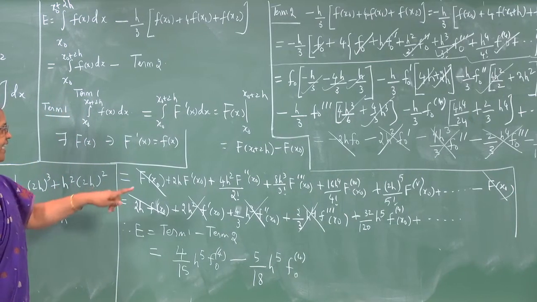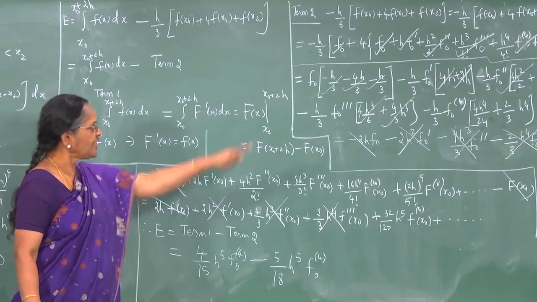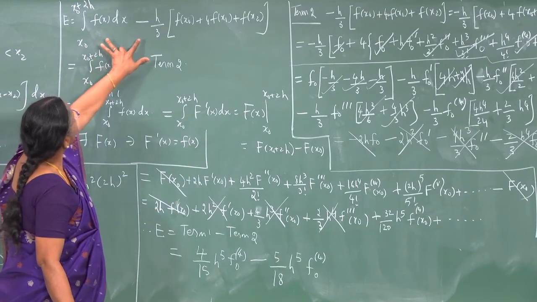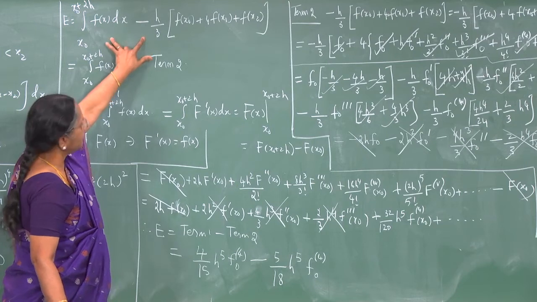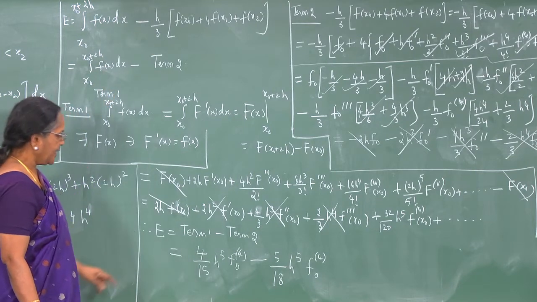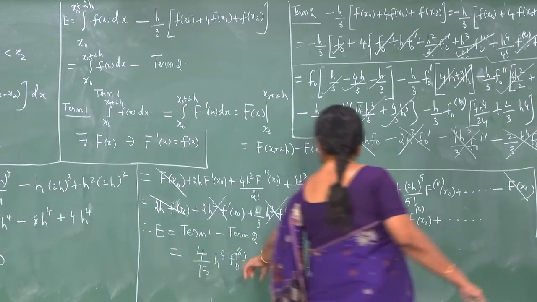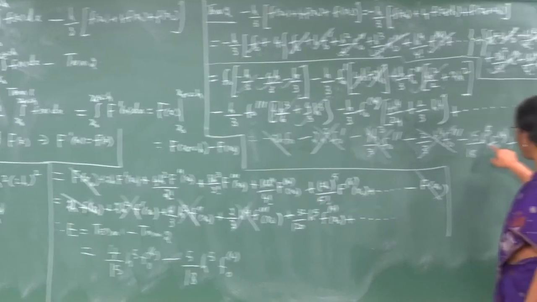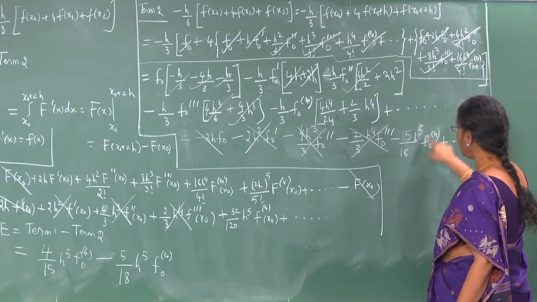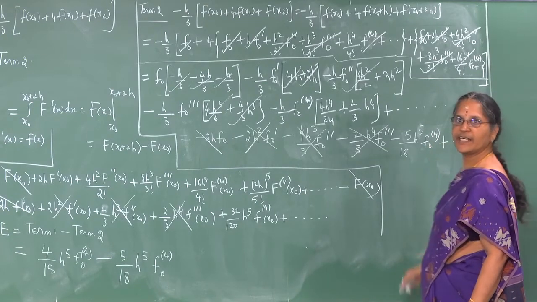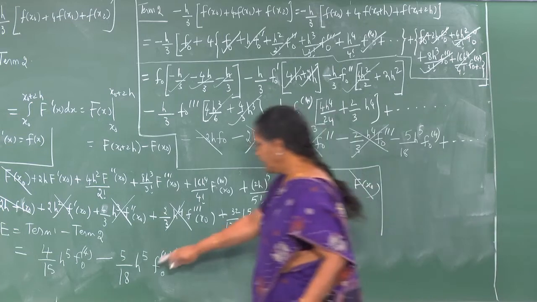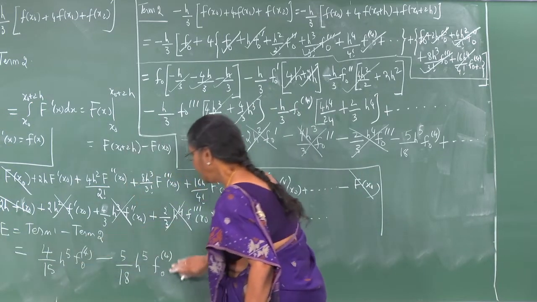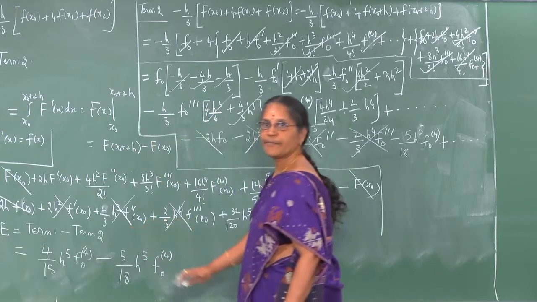So, we observe that the first non-zero term in evaluating the error in Simpson's rule comes with the derivative of f, namely the fourth derivative of f evaluated at x naught. So, this is the first non-zero term in the expression for the error.